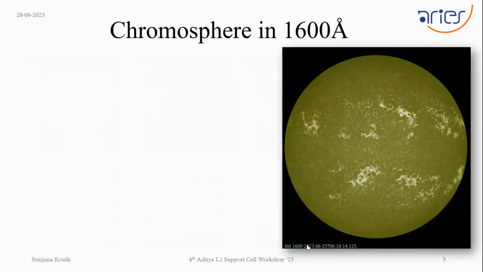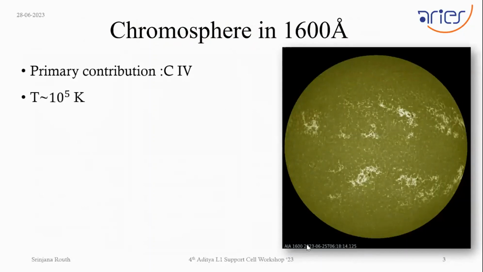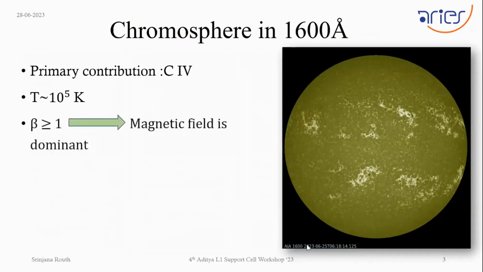So we will be dealing with images of the chromosphere in 1600 angstrom. So this line sees primary contribution from the C4 ion, and this is sensitive to a temperature of about 10 raised to 5 Kelvin. That's 1 lakh Kelvin over there. And since we're looking into the chromosphere, that's the higher solar atmosphere, the magnetic field effects are pretty dominant. So this is a high beta plasma.